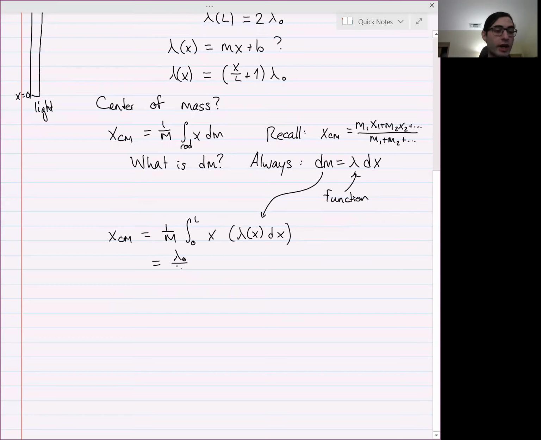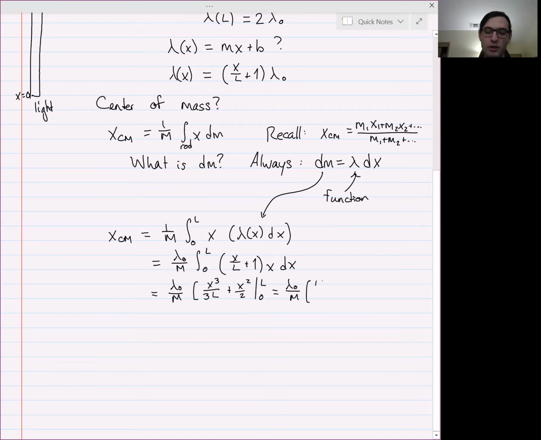Simplifying, we get lambda naught over m times the integral from 0 to L of (x over L plus 1) times x dx. And so now we can just work out this integral. It's not particularly hard. The first term is quadratic, the second term is linear, so you get x cubed divided by 3L plus x squared over 2, evaluated from 0 to L, which is lambda naught over m times L cubed divided by 3L plus L squared over 2, which is just equal to 5/6 lambda naught L squared over m.